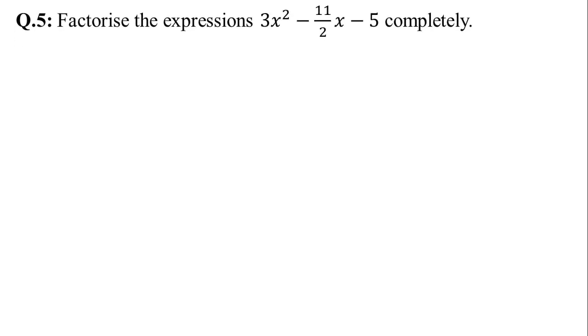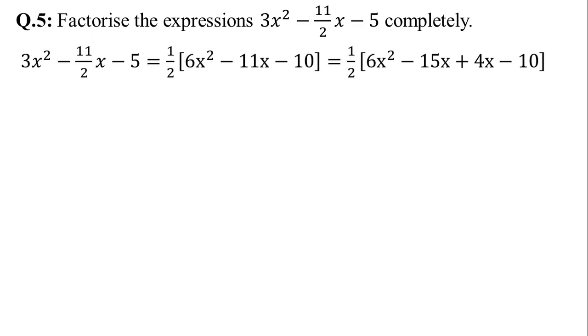Now, in question number 5, factorize the following expression. Here, the given expression is 3x square minus 11 by 2x minus 5. Now, we can solve this expression. So, first of all, we can write the expression 3x square minus 11 by 2x minus 5. First of all, we can change into linear form, so we take the common 2 in all terms.